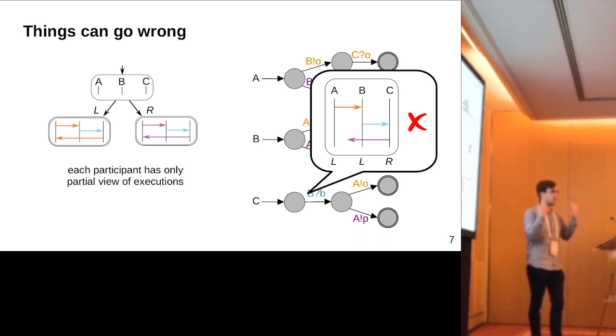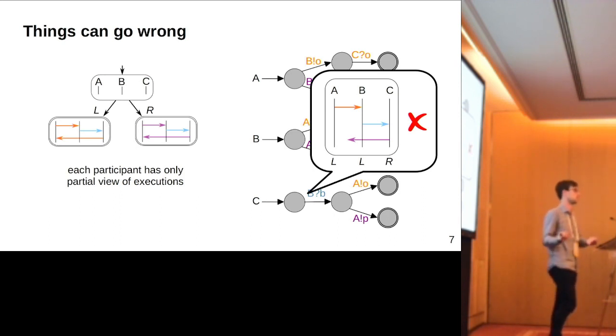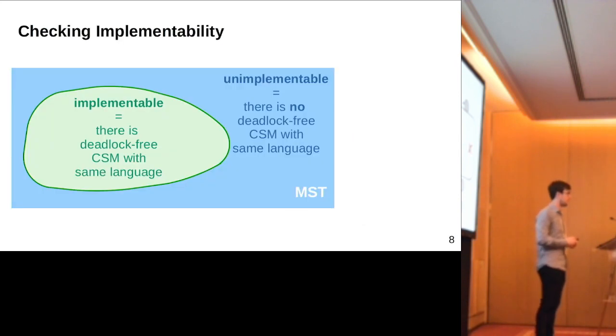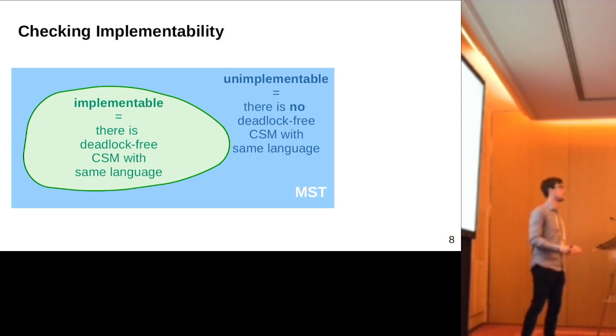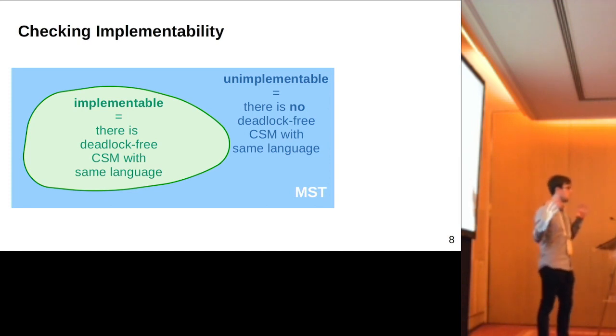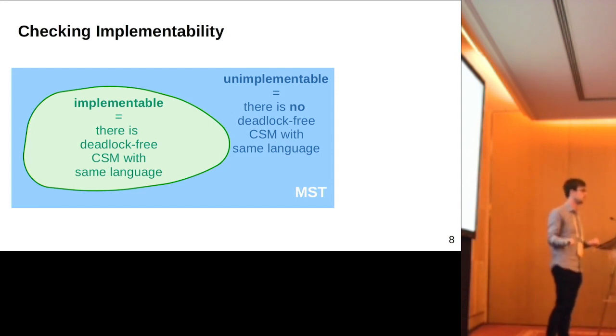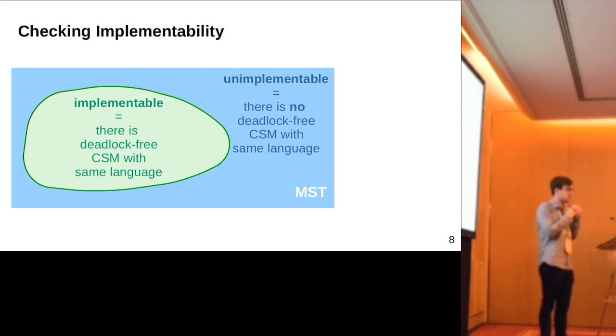So from an algorithmic point of view, we would like to distinguish between implementable global types and unimplementable global types, like this one. And I want to depict this space of multi-party session types, or rather global types, with a blue box, and then in this there is this implementable blob. For us, this means it's implementable if there is such a deadlock-free communicating state machine with the same language, and unimplementable if there just exists no such communicating state machine. And this is important for our notion of soundness and completeness. I want to briefly recap what this means to us here.